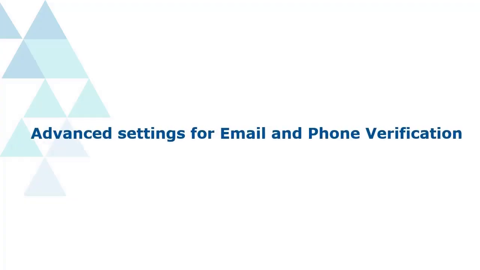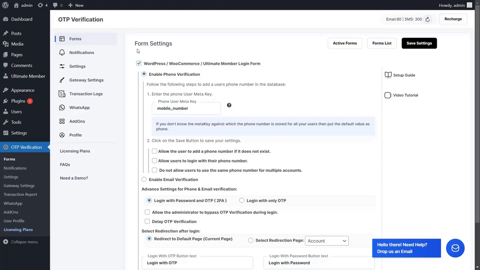Advanced settings for email and phone verification. Advanced settings are available for both phone and email. I have selected Phone Verification. The Login with Password and OTP setting is an advanced option that is enabled by default. So far, we have logged in using the same feature.